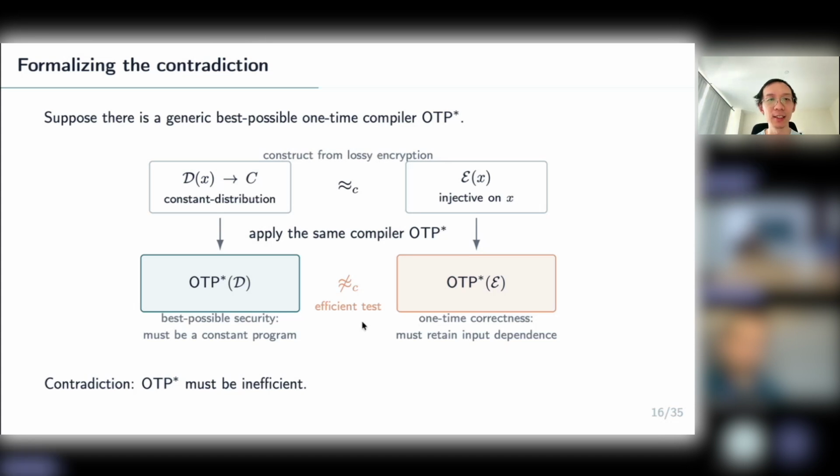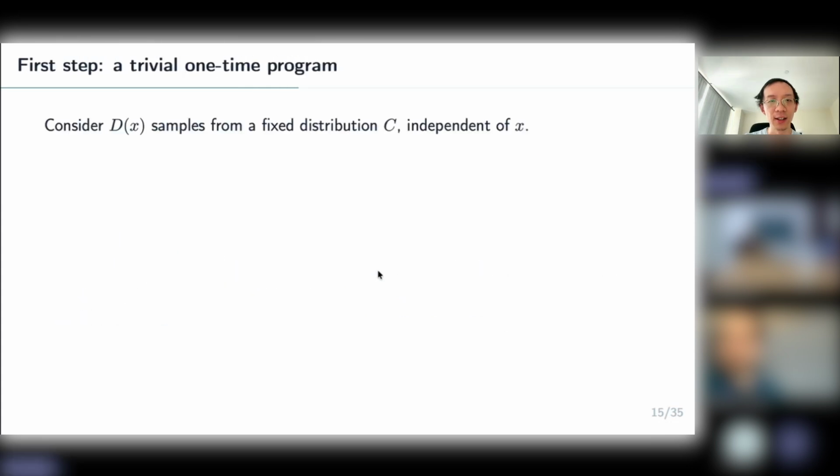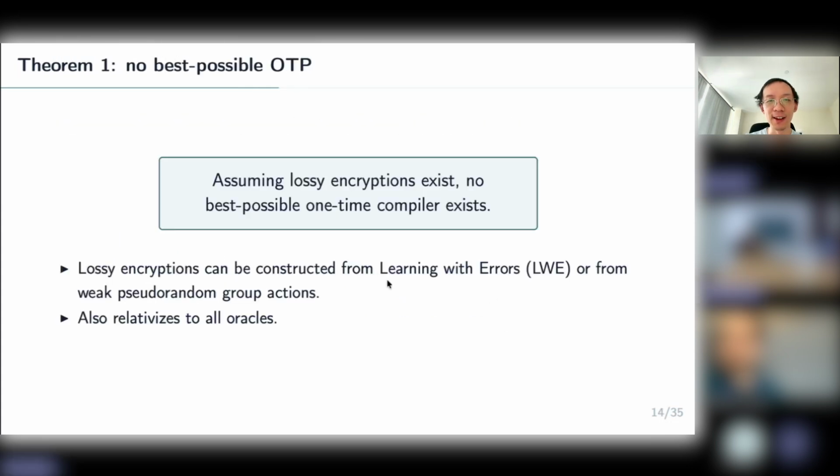One small follow-up: do we know of post-quantum lossy encryption schemes as well? Yeah, I explained earlier that you can construct them from LWE and pseudo-random group action, and both of them are supposedly post-quantum, at least post-quantum for now.